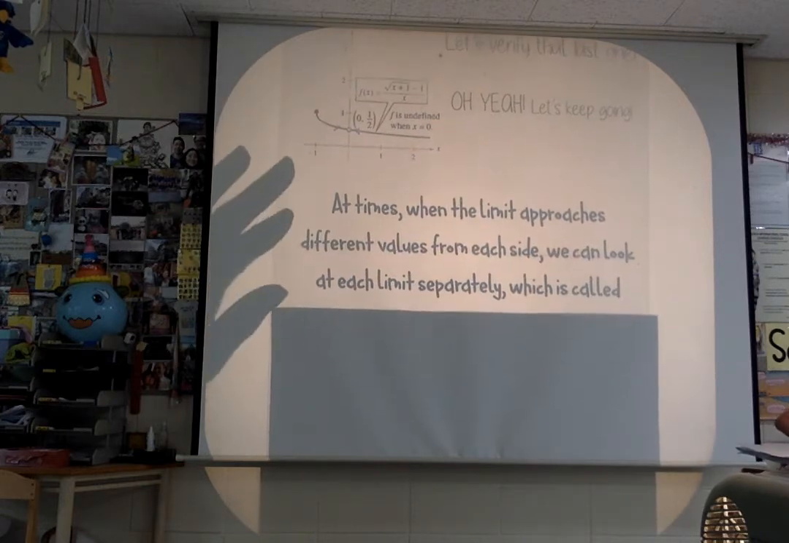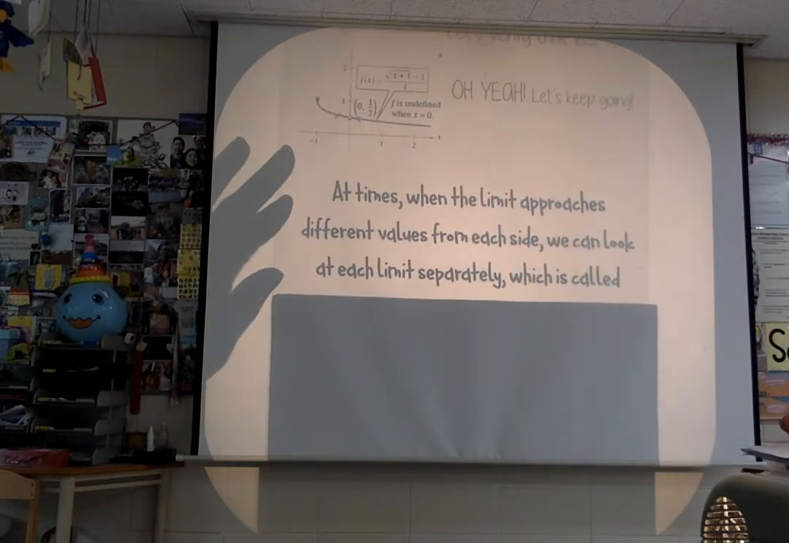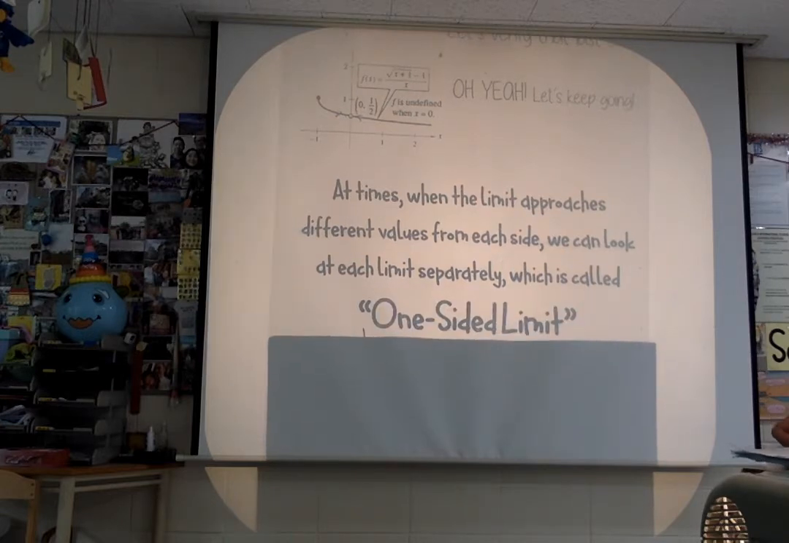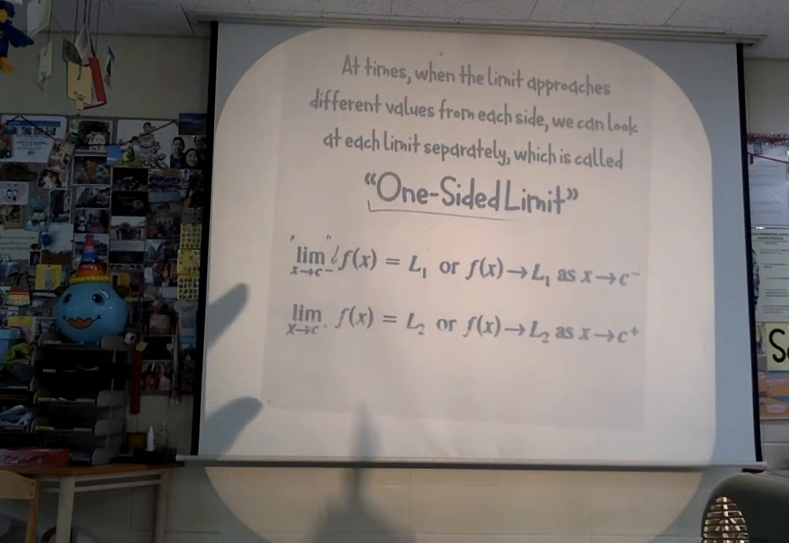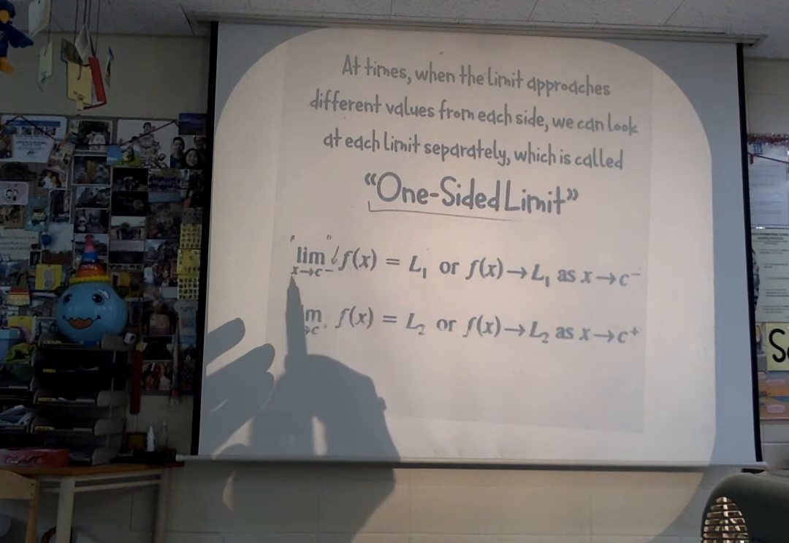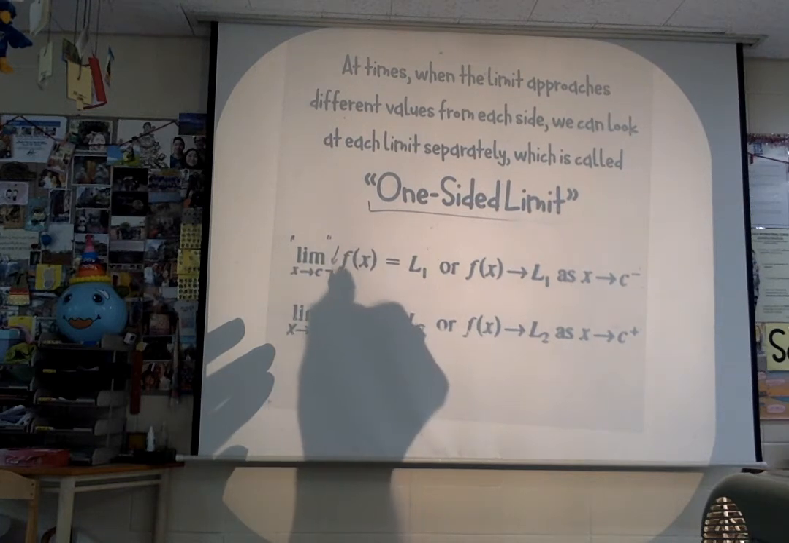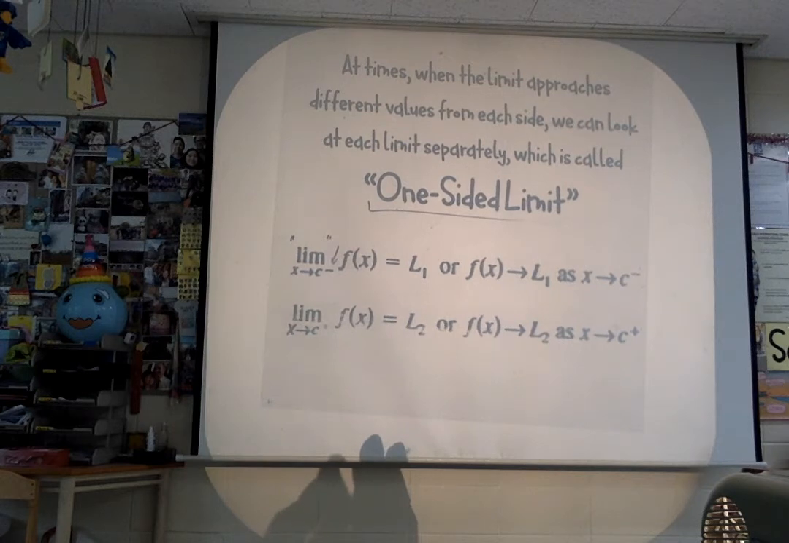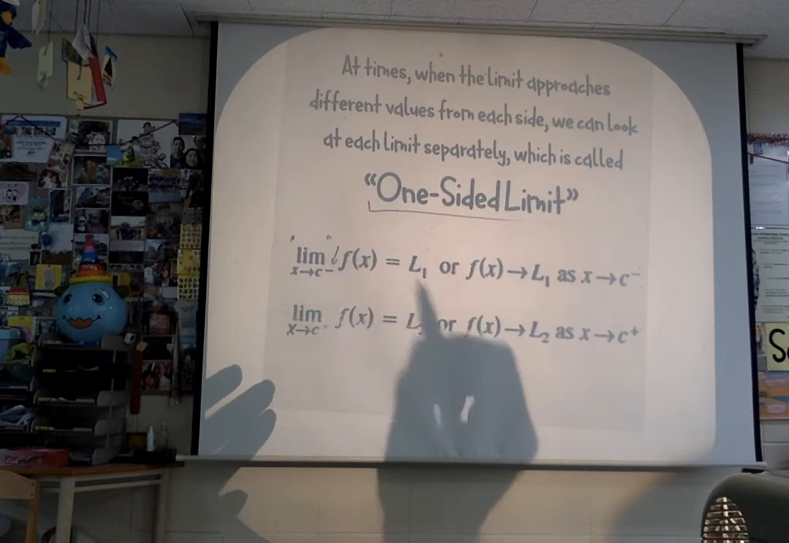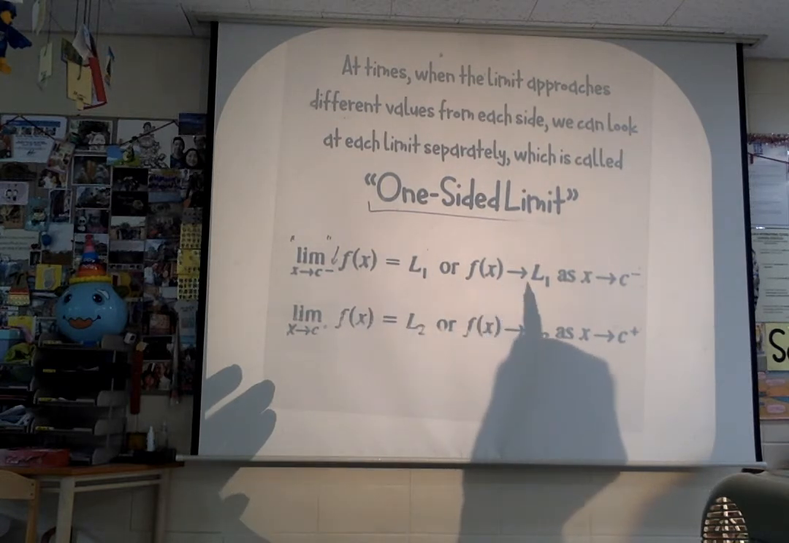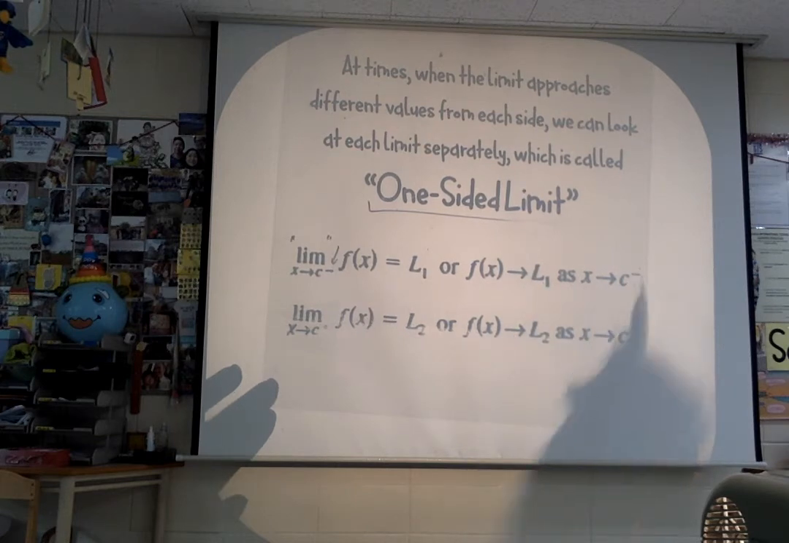At times when the limit approaches different values from each side, we can look at each limit separately, which is called a one-sided limit. What does that mean, okay? So we're going to study that. As I've told you, take a look at this: the limit of f of x as x approaches c from the left. This little minus in the superscript means from the left. It's equal to L sub 1. Or we can say f of x approaches L sub 1 as x approaches c from the left.